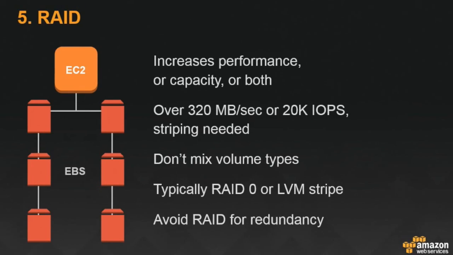And so we don't think about RAID for redundancy within EBS. EBS is already replicated within the availability zone and it has a very high durability and availability. So RAID is there to increase the volume size and therefore increase the volume throughput or volume IOPS. You don't want to mix volume types, so it's very important that if you're going to be doing RAID that you make sure that the volumes are well sized and well balanced. You don't want to have a GP2 volume attached to a magnetic or a PIOPS volume for RAID. And we typically see customers doing RAID 0 or LVM stripes because that is the way to increase the throughput or performance.